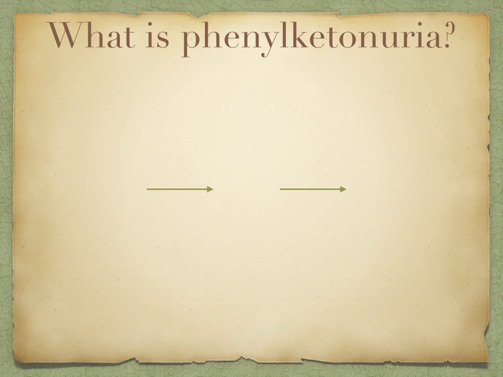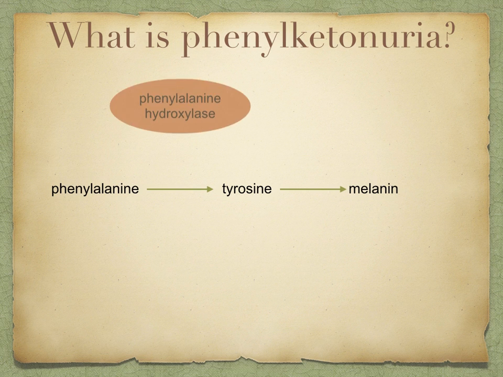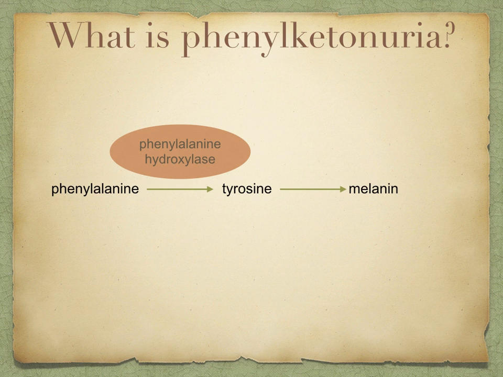Let's look at the details of it. You've got phenylalanine, an amino acid found in many foods. Normally phenylalanine is converted to tyrosine and then onto melanin, which is the pigment in your skin and hair. The important enzyme that does this is phenylalanine hydroxylase. What do you think is going to happen if there's a mutation in the DNA that makes this enzyme?